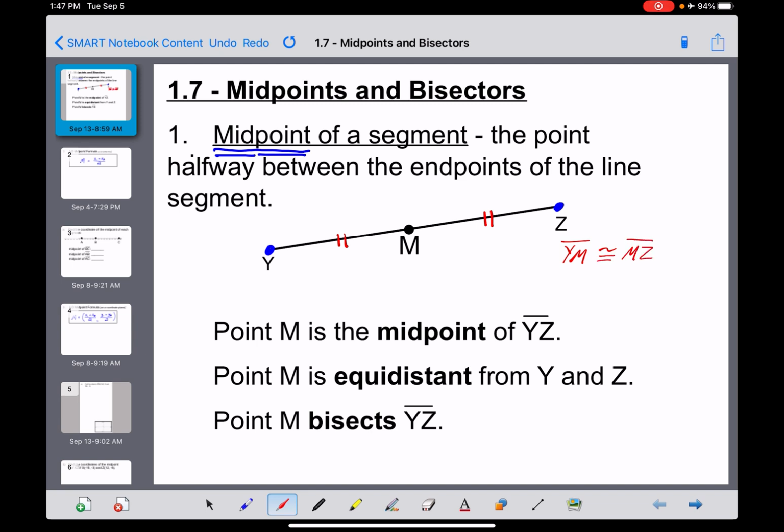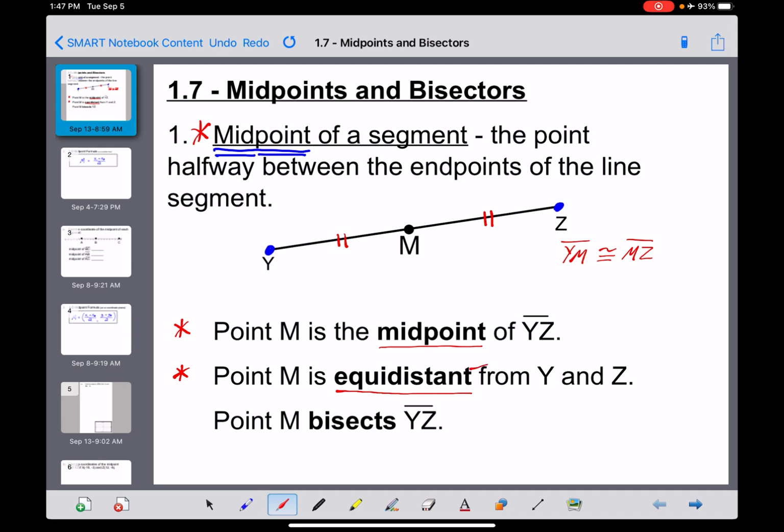And now, since all three of those points are collinear, that tells you this statement right here, that point M is the midpoint of line segment YZ. So following this definition, that means that M is the point halfway between Y and Z. Now, two more little bits of vocab you guys are going to need to know for your test in Chapter 1. It would also be true then to say that point M is equidistant from Y and Z.